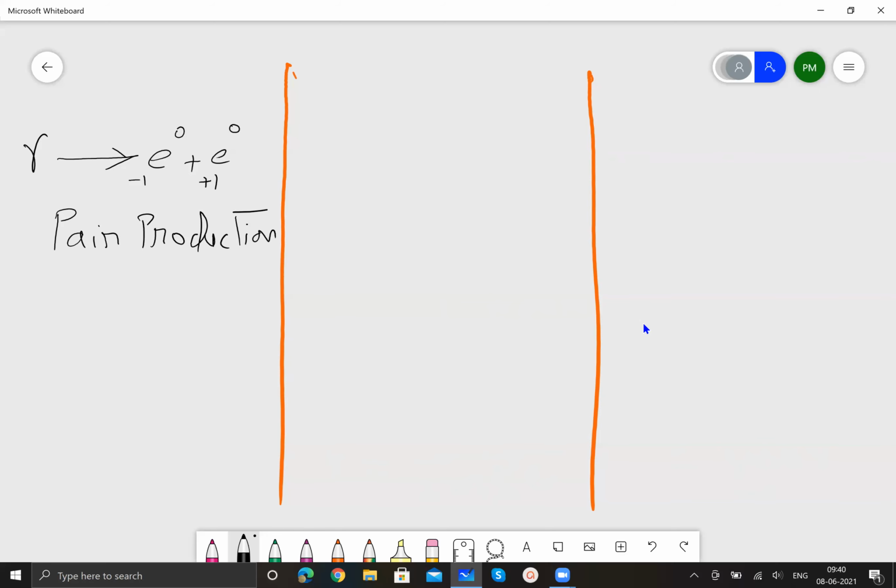Nuclear fission is different. A uranium nucleus splits into barium and krypton. A single nucleus splits into two different nuclei there. Whereas here, it is a particle inside the nucleus, a gamma ray photon, splitting into a pair of two particles having equal masses, same charge, but of opposite kind.